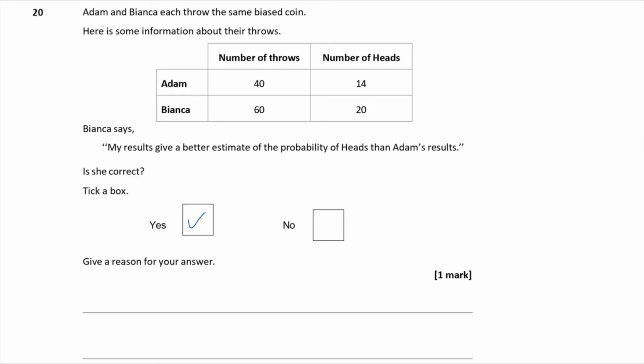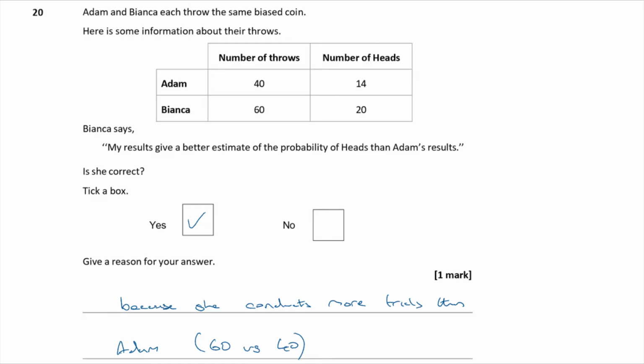The reason for that is she's done it more often. Okay, the more times you repeat an experiment, the better your estimate of probability that you're going to get. So I'm going to say that it's true because she conducts more trials than Adam. 60 versus 40. Okay, yeah, so she does more trials, so her results are naturally going to be better.